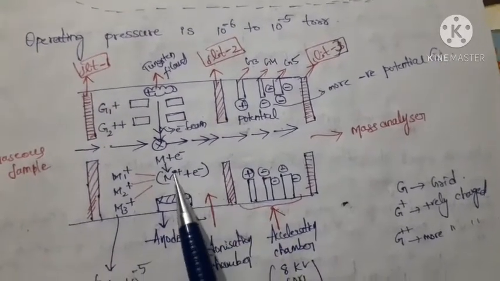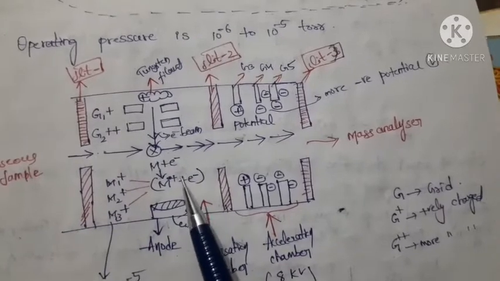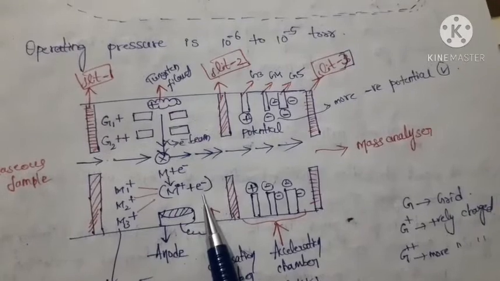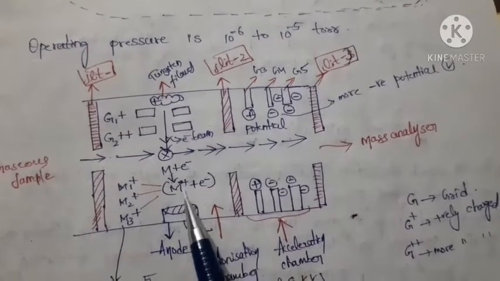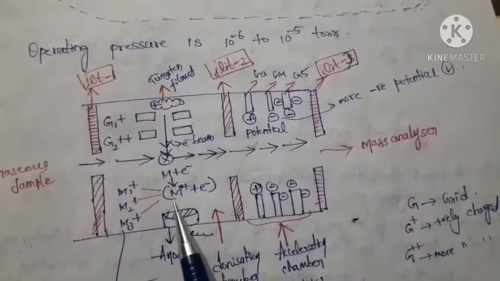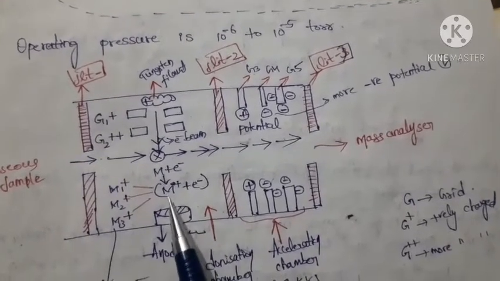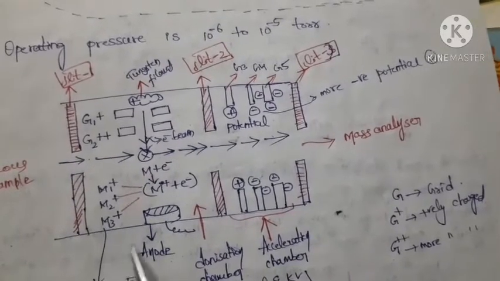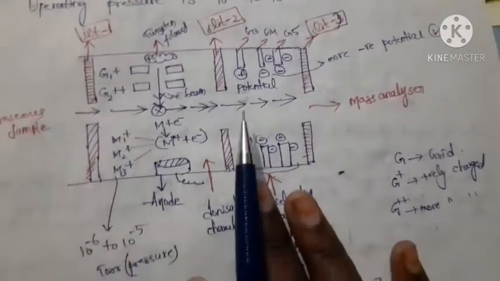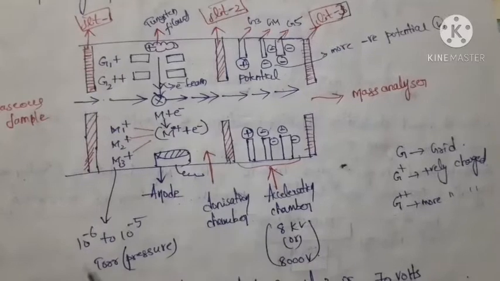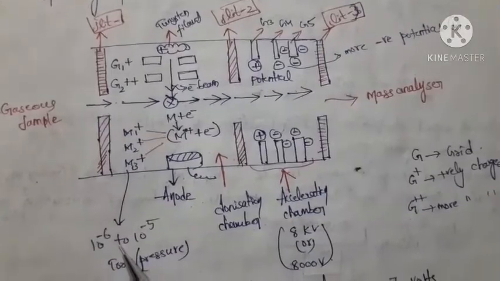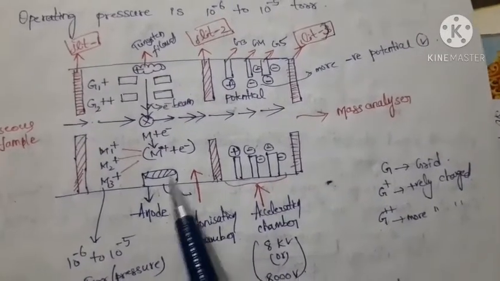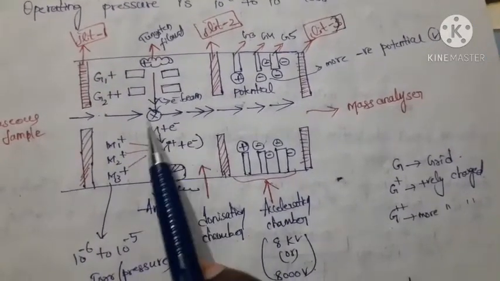And here this is the radical cation. Try to represent it like this with two electrons, because two electrons are ejected now. This radical cation is highly unstable, so fragmentation will occur, and these are the fragment ions. For this phenomenon to occur, 10 power minus 6 to 10 power minus 5 torr pressure is required. This is the ionization chamber, because the ionization has happened here.